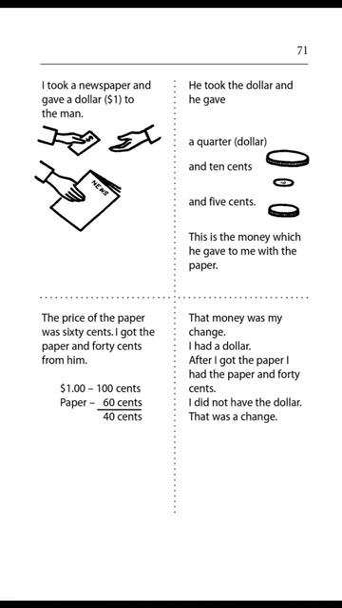Page 71. I took a newspaper and gave $1 to the man. He took the dollar and he gave a quarter and 10 cents and 5 cents. This is the money which he gave to me with the paper. The price of the paper was 60 cents. I got the paper and 40 cents from him. That money was my change. I had $1. After I got the paper, I had the paper and 40 cents. I did not have the dollar. That was a change.